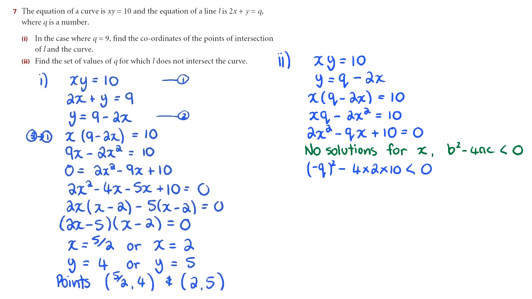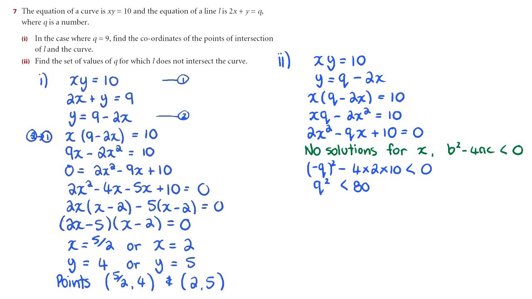It looks like you shouldn't be able to do that, but if you take negative q and multiply it by negative q, the two negatives cancel and you just get q times q. And this will actually work out for us later, so we should be okay. Let's take the minus 4 times 2 times 10 over to the other side. 4 times 2 is 8, times 10 is 80, so we're subtracting, we take it over and we add it, and we get q squared is less than 80.